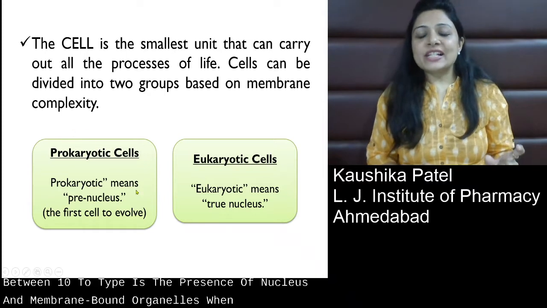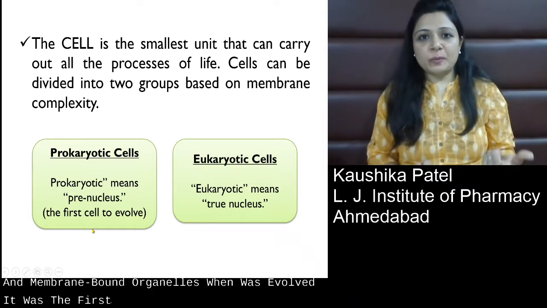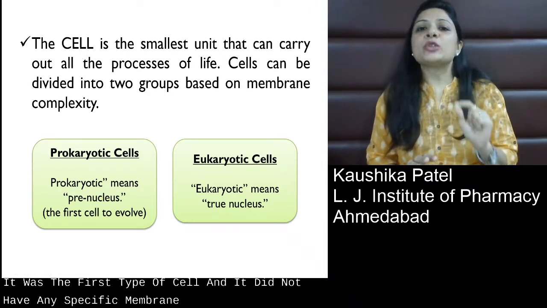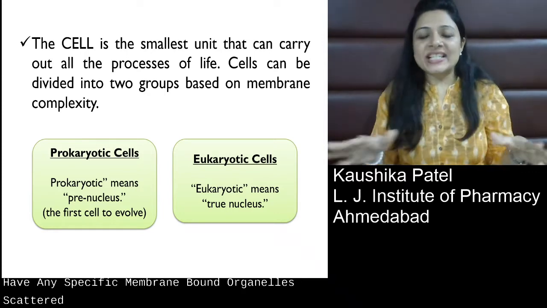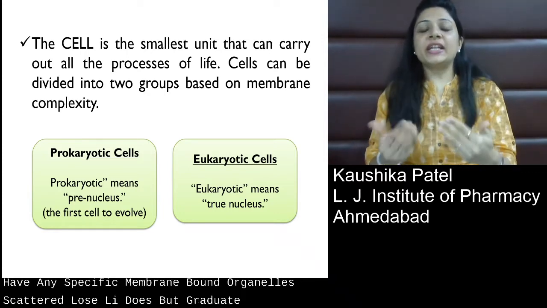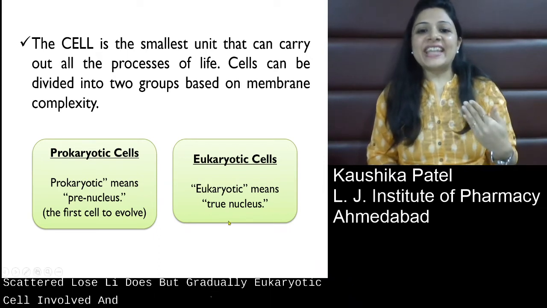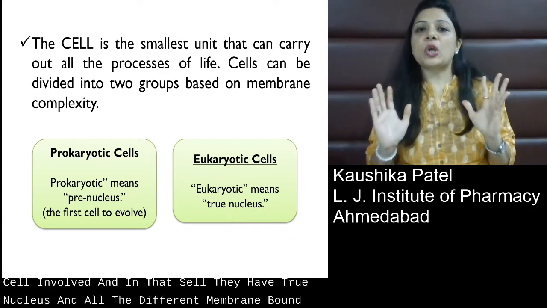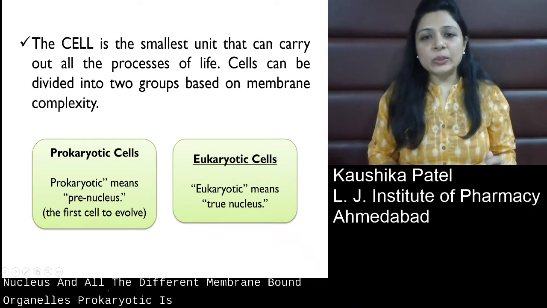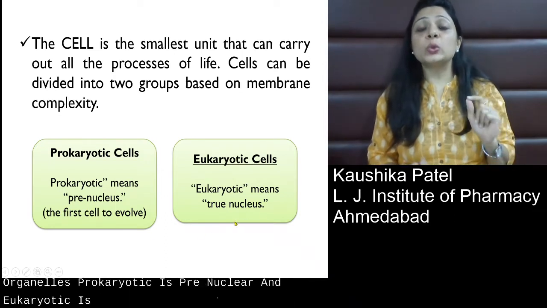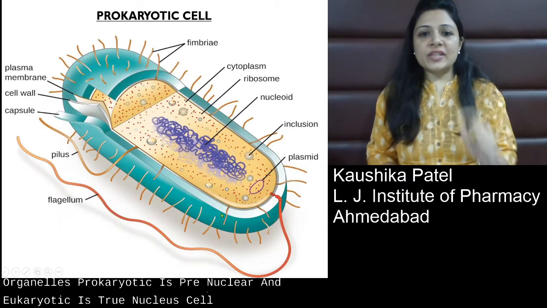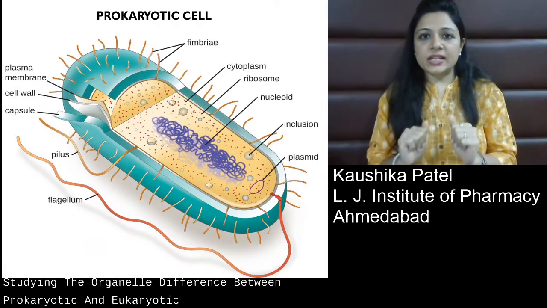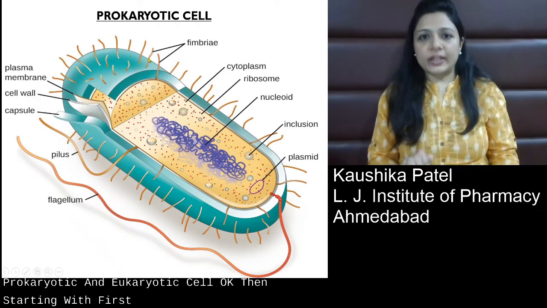When the prokaryotic cell evolved, it was the first type of cell and it did not have any specific membrane bound organelle. Everything was scattered loosely in the cell. But gradually the eukaryotic cell evolved, and in that cell they have a true nucleus and all the different membrane bound organelles. So prokaryotic is pre-nucleus and eukaryotic is true nucleus cell. Now if we study the organelle difference between prokaryotic and eukaryotic cell, okay, then starting with first the prokaryotic cell.